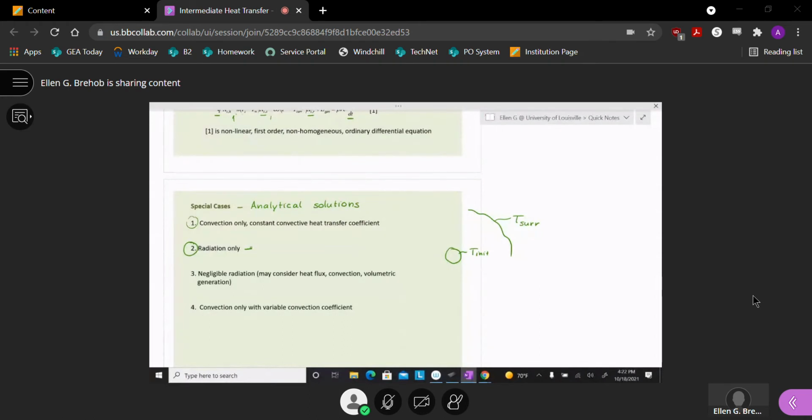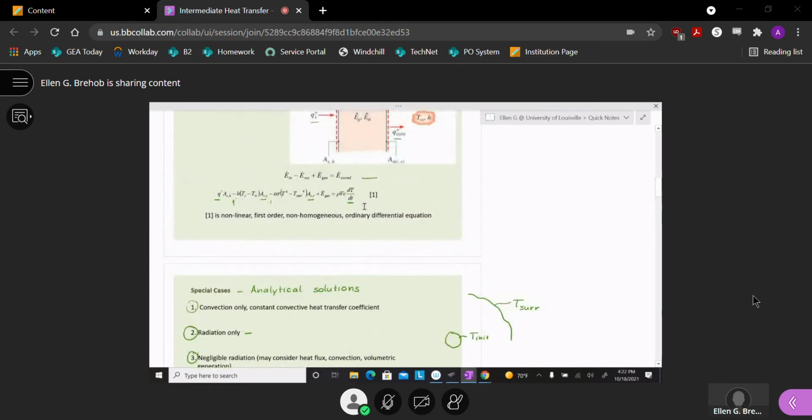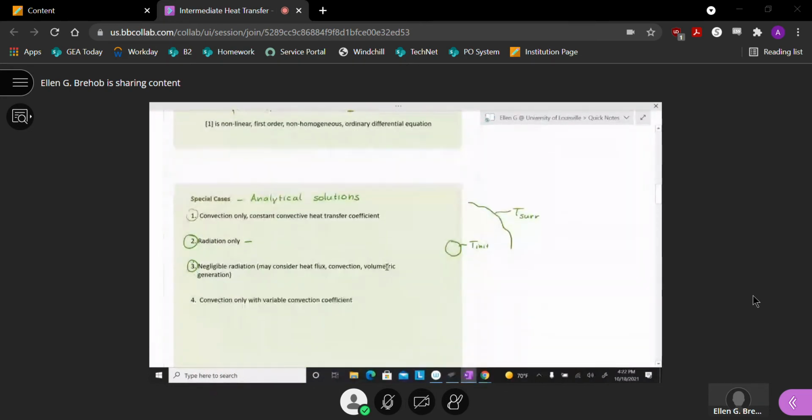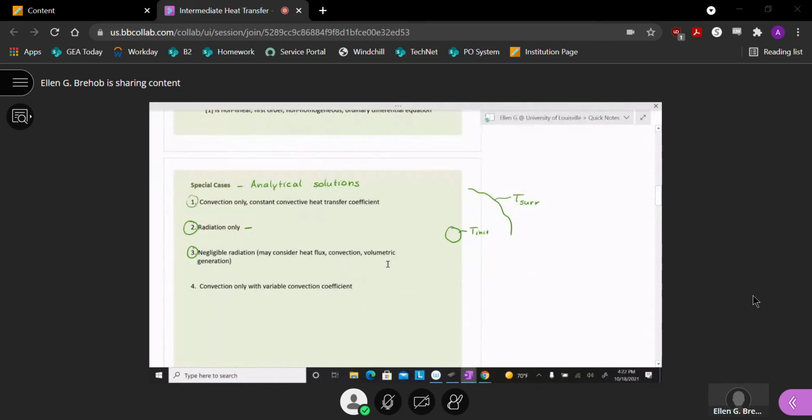Third one is negligible radiation. Okay, so if we go back to this equation, we're dropping out this term, but we're able to handle volumetric heat generation, convection, and a heat flux, applied heat flux. So this one seems pretty all-purpose, and we'll spend a minute looking at that one.